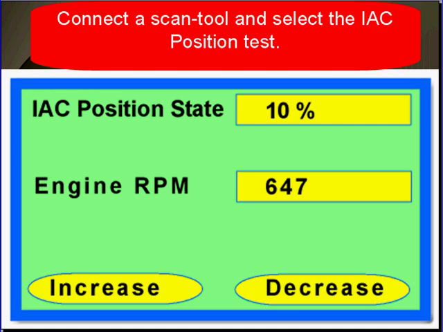You're here because you want to test the IAC and its functions. Connect the scan tool and select Bidirectional Test, and from that menu, select IAC Position Test. Your scan tool screen may look different, but on there you must have position state and the engine RPM and buttons to increase and decrease the engine RPM.